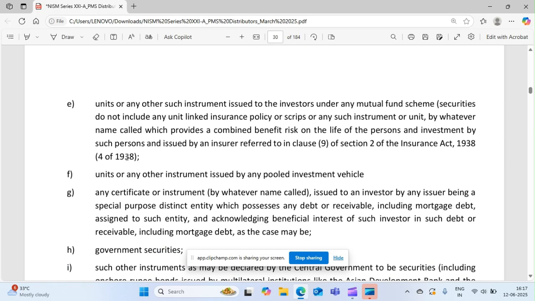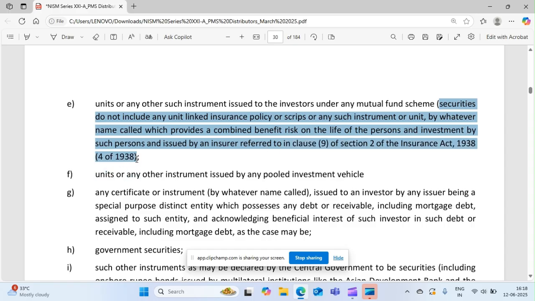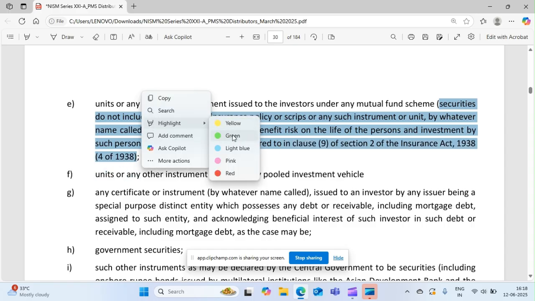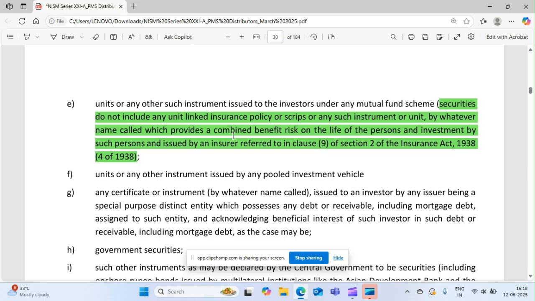Okay. What else? Units of any such instruments issued to investors under any mutual fund scheme, that do not include any unit linked insurance policy or scrips or any such instrument or unit by whatever name called, which provides a combined benefit of risk on life of the person and investment by such person and issued by an insurer. So please remember that this is an exclusion. If there is a question in the exam which asks you, is ULIP part of security, then you know the answer. The answer is no, right?